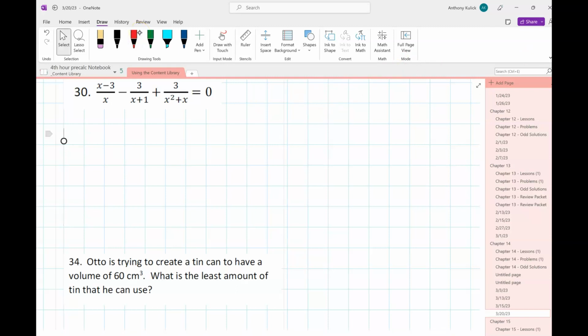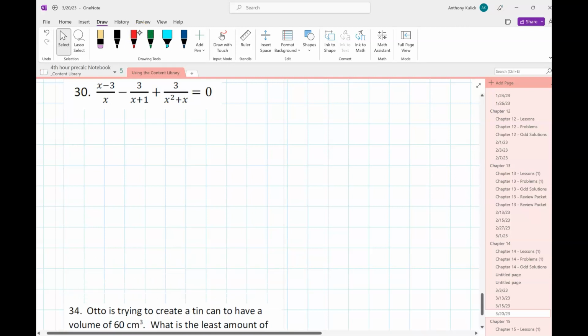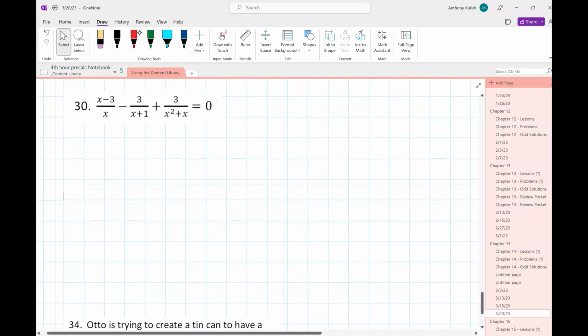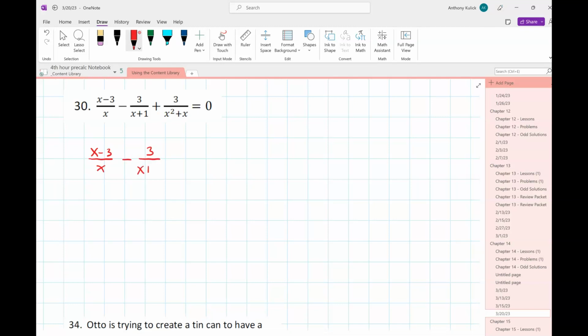All right. Let's circle back here. So, Ryan, what's the first thing we tried to do here? Great. So we start by factoring all the denominators. That works.